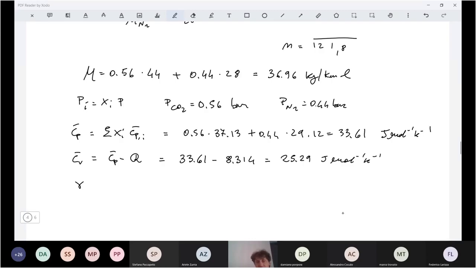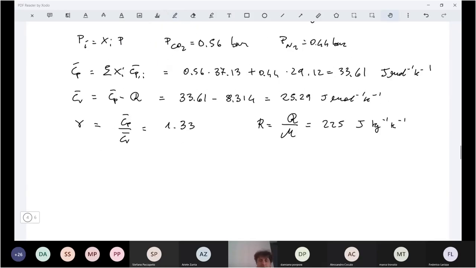So that we have our CV is 25.29 joule per mole Kelvin. Our gamma can be expressed as the ratio of either molar or specific values of CP, and results to be 1.33. Note also that the gas constant is the universal gas constant divided by the molar mass of the mixture, in this case, and based on the results we have obtained, 225 joule per Kelvin kilogram.